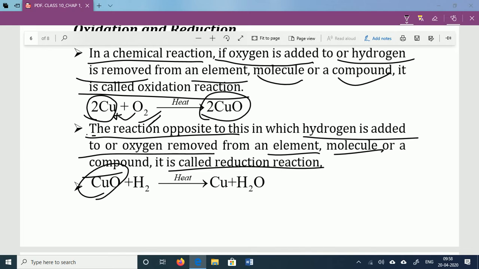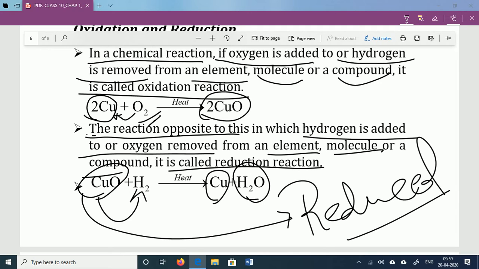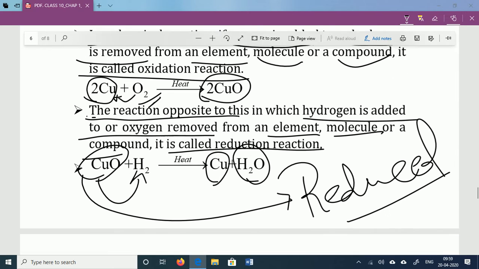Here copper oxide is taken as a reactant. When the copper oxide is heated with hydrogen gas, copper is formed, and side by side a water molecule is produced. So you observe that from CuO, O is removed, which means we can say that CuO is reduced and Cu is produced. Oxygen is removed from the CuO, so this process is an example of a reduction reaction.